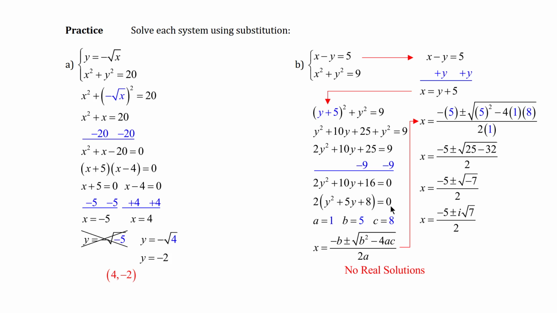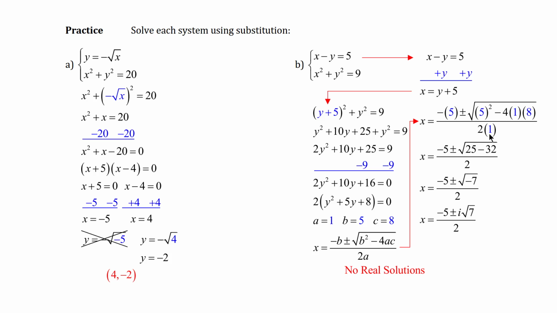From here, if we tried to factor the trinomial inside the parentheses, you'd see you would not be able to factor this using the x method or guess and check method. So that means we have to use the quadratic formula. The value for a is going to be 1, the value for b is 5, and the value for c is 8. Substituting these values into the quadratic formula, we get x equals negative 5 plus or minus the square root of 5 squared minus 4 times 1 times 8 all over 2 times 1.